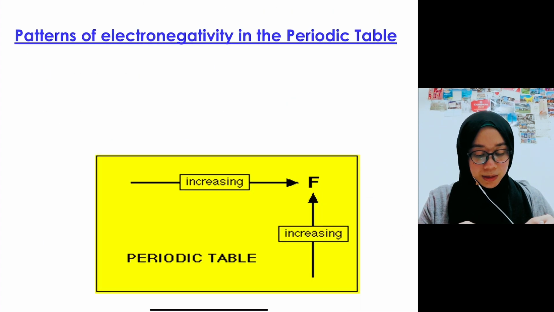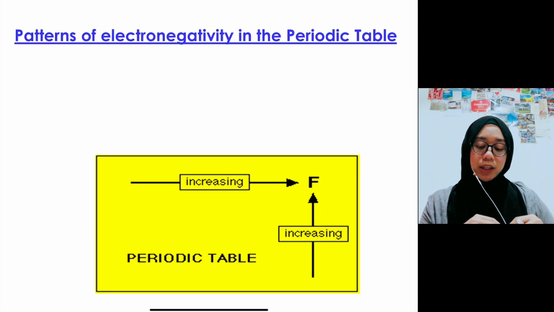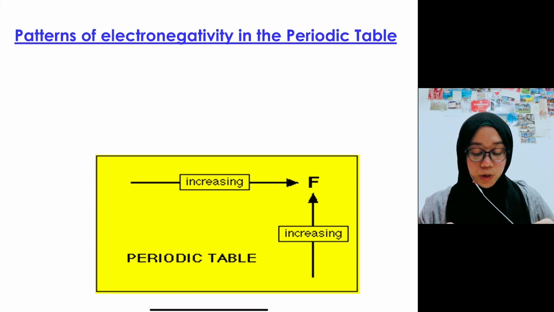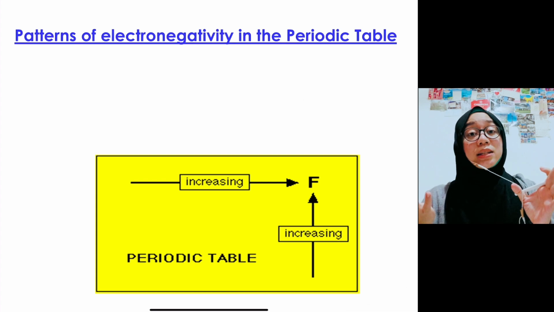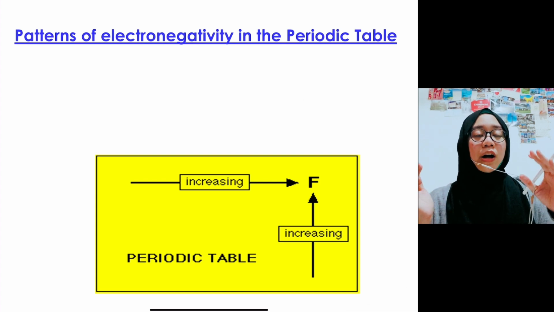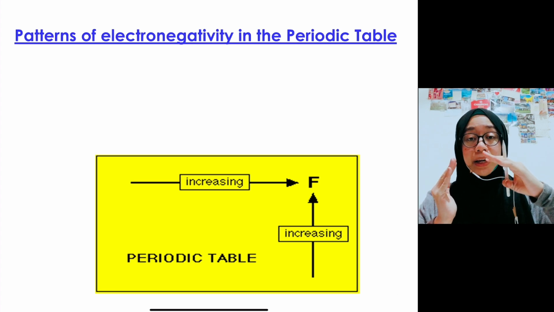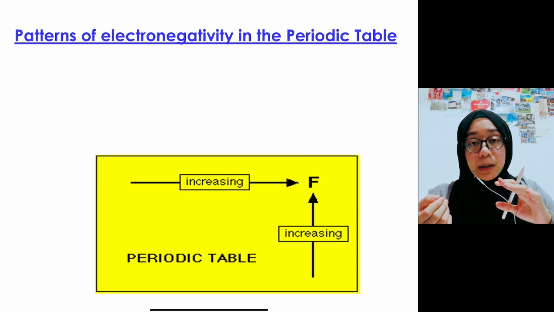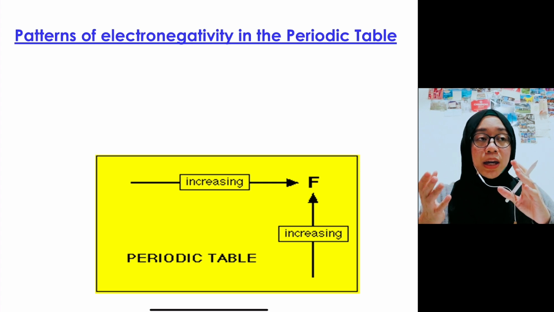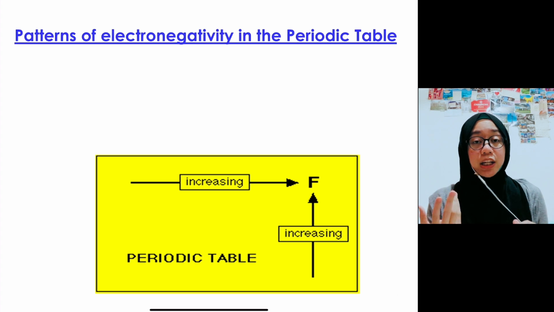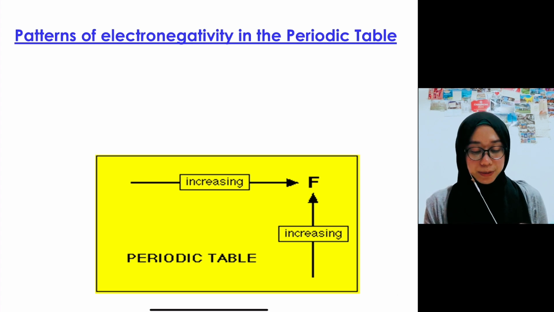Okay, so patterns of electronegativity in the periodic table. So kita refresh balik benda kita belajar in 6.2. So basically fluorine is the most electronegative atom kan, yang tu Miss dah pesan banyak kali dah. So anything going towards fluorine itu dia punya electronegativity semakin meningkat. Tapi if anything that's going further apart from fluorine, therefore dia punya electronegativity semakin menurun.